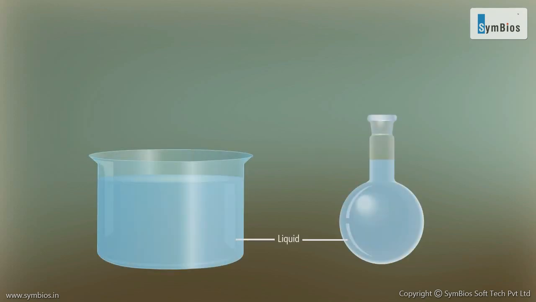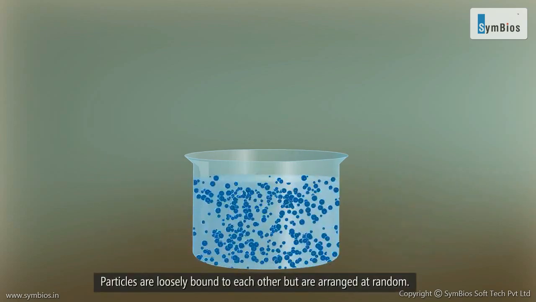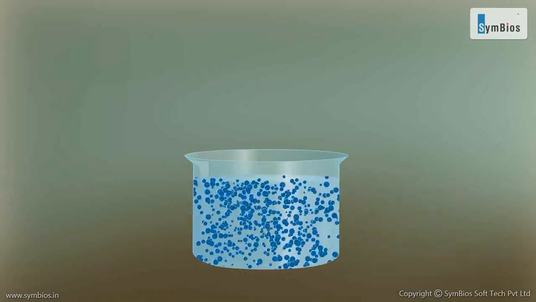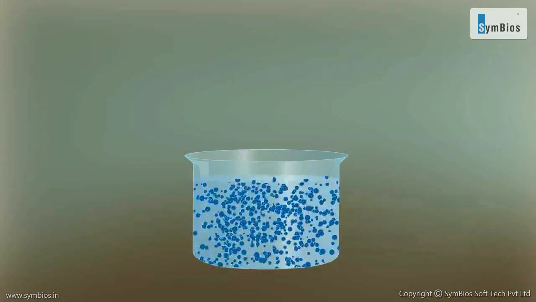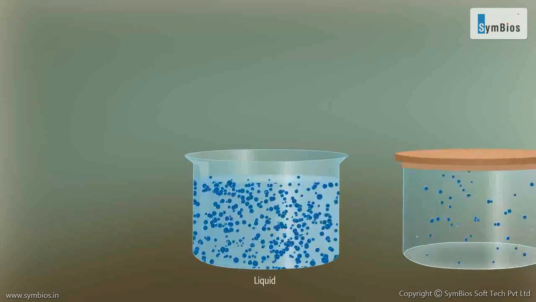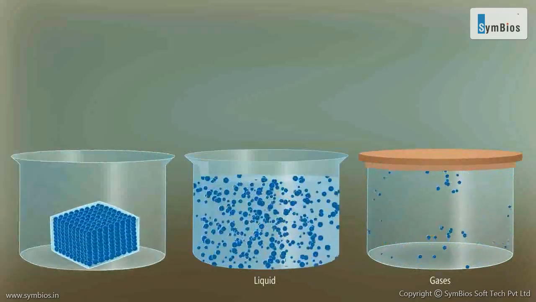A liquid has a fixed volume at a given temperature but takes the shape of its container. Particles are loosely bound to each other but are arranged at random throughout the container. The forces of attraction between the particles in a liquid are greater when compared to gases but not quite as much as in solids.